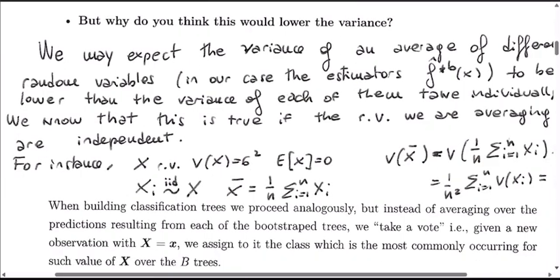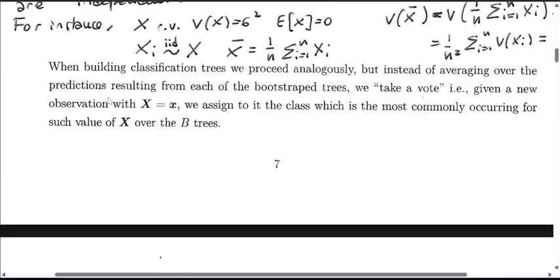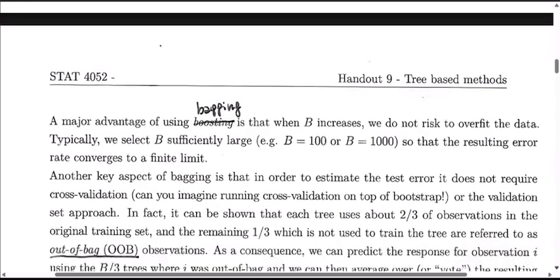That is why I said here, when we are given a new observation, we will assign it to the class that is most commonly occurring over the B trees. We have bagging for classification and bagging for prediction, depending on the nature of your response variable. The same way we have classification trees and regression trees. Now you see the difference between that and that.